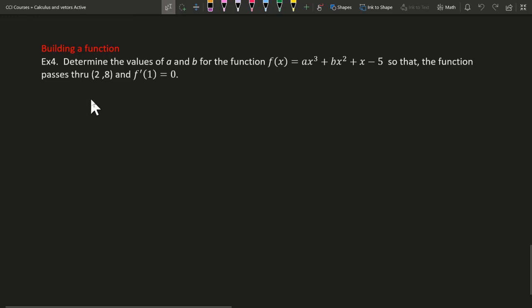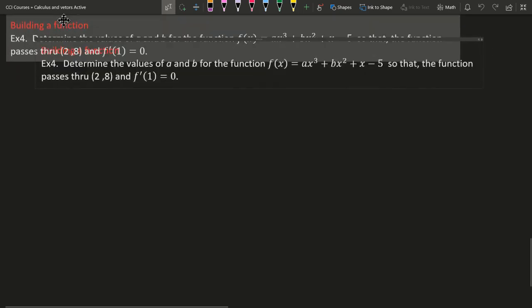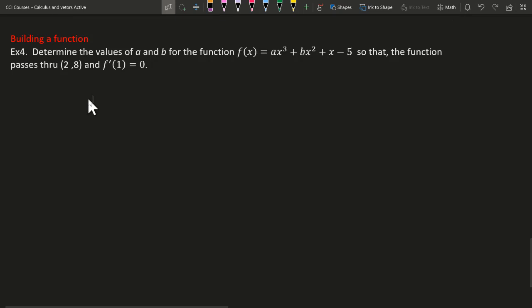We have to determine the values of a and b for a function so that the function passes through (2, 8) and f prime of 1 is 0. Basically, what we're trying to accomplish is that we're given some descriptive information about a function and the fact that it is a third degree polynomial.